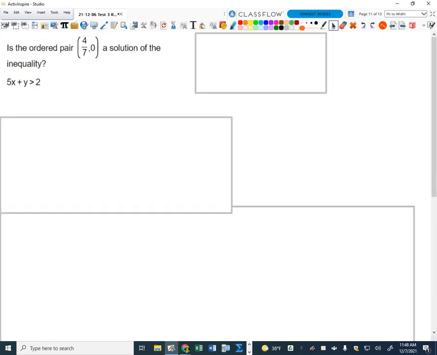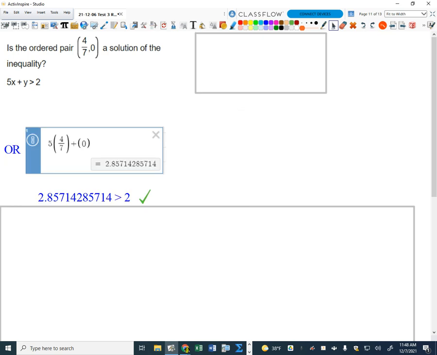Is this ordered pair a solution of the inequality? Couldn't be easier. What do we do? Plug it in. I can use Desmos Scientific, or maybe even Desmos Graphing, but Scientific's probably easier. I'm just going to plug in the quantity, in parentheses, 4/7 for x and 0 for y, and I end up with this number, 2.8, and so on.